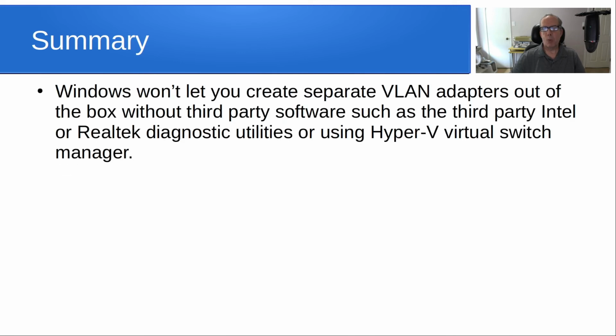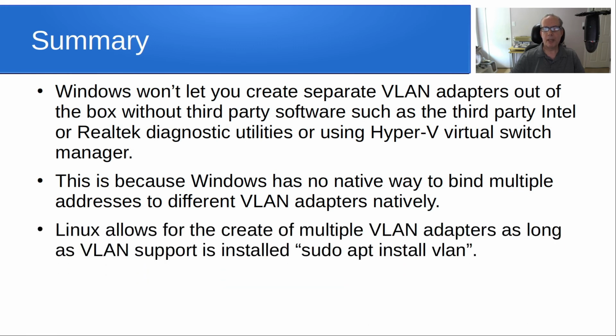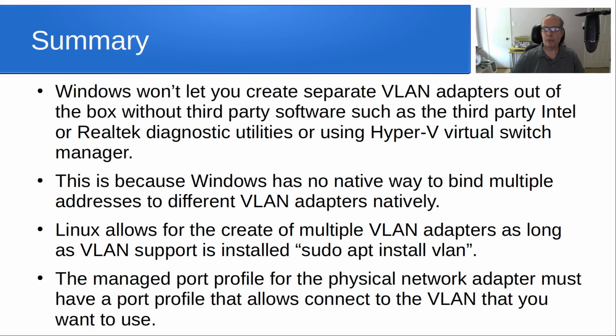So in summary, Windows won't let you create separate VLAN adapters out of the box without either third-party software such as the third-party Intel or Realtek diagnostic utilities, or by using Hyper-V Virtual Switch Manager, which is what I did in this video. This is because Windows has no native way to bind multiple addresses to different VLAN adapters natively. Linux allows for the creation of multiple VLAN adapters as long as VLAN support is installed using the sudo apt install vlan command. And the managed port profile for the physical network adapter must have a port profile that allows connection to the VLAN that you want to use.